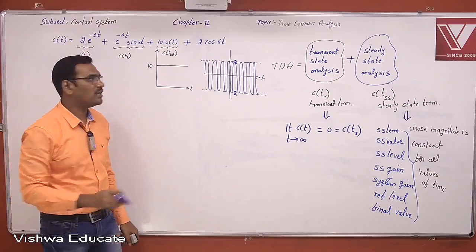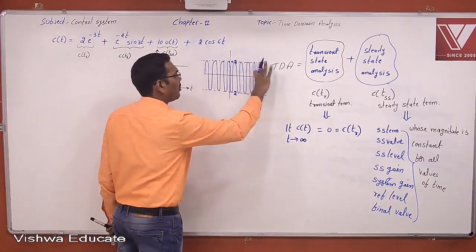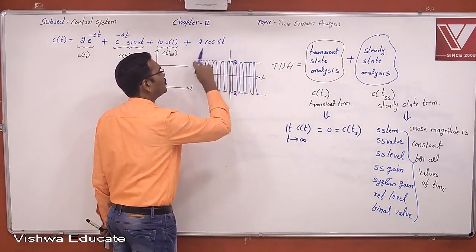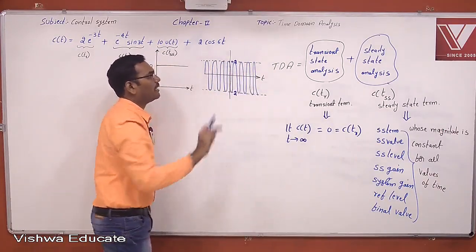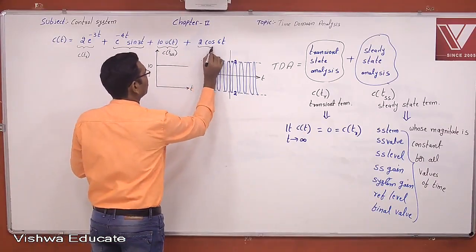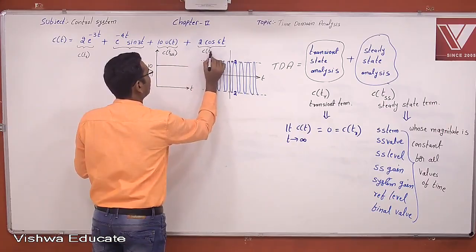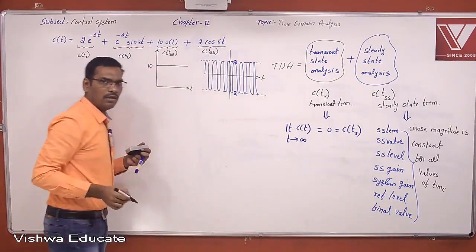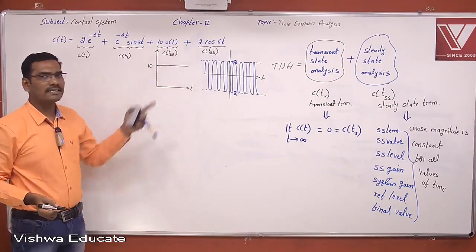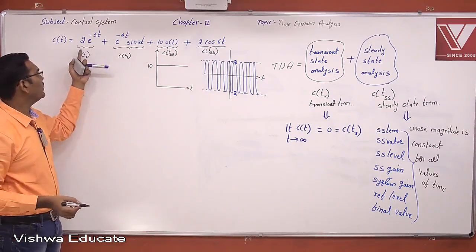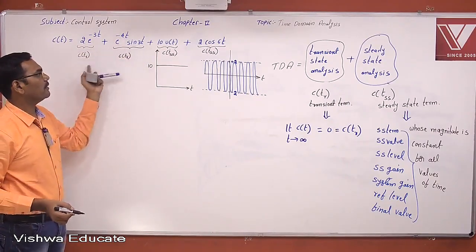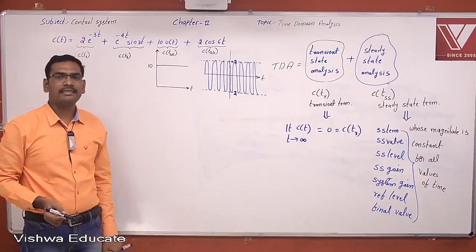Now students, if you observe, the response is maintained with constant amplitude. The magnitude is constant for all the values of time. Now this comes under steady state term, whose magnitude is constant for all the positive values of time. Now limit t tends to infinity, e power minus infinity is 0, then this term is called a transient term.